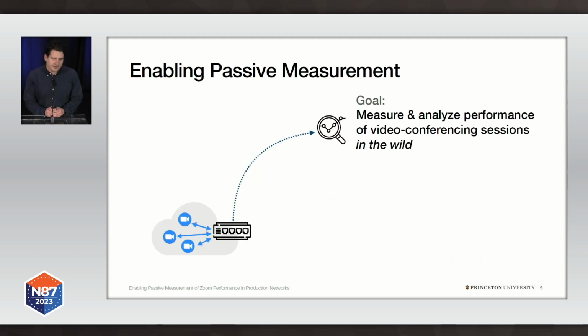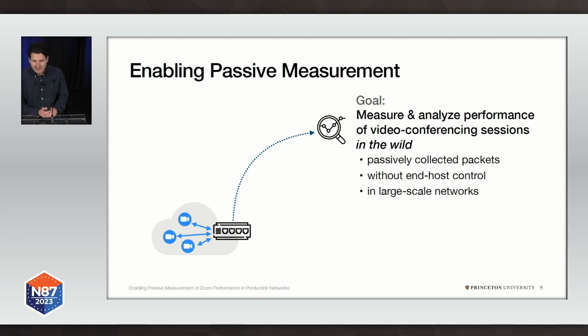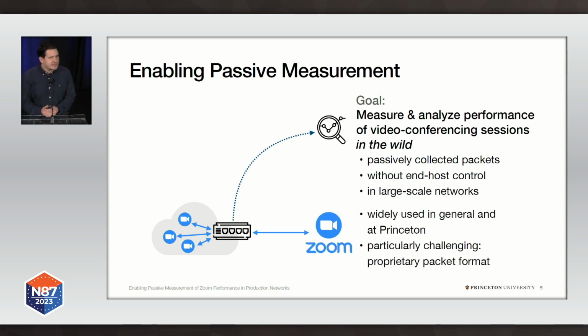So to summarize, our goal here is to measure and analyze the performance of video conferencing sessions in the wild. That means using only passively collected traffic without any end host control, and in large-scale networks at tens of millions or even hundreds of millions of packets per second. For this particular study, we chose Zoom for two reasons. A, it's very widely used in general, and also the recommended platform for video conferencing at the Princeton campus. But it's also particularly challenging since Zoom uses a completely proprietary and previously undocumented packet header format.